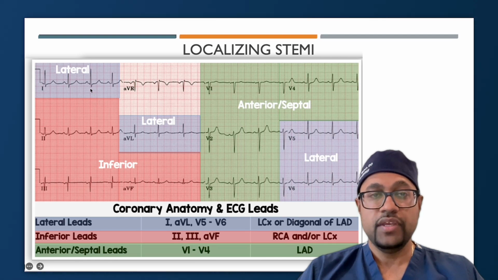If you have involvement of AVL or the lateral leads, V5 and V6, you're more concerned about a diagonal or circumflex involvement. And if you have involvement of the septal or anterior leads, which are V1, V2, V3, or V4, you're more concerned for an LAD. So just having the EKG on arrival, you can gather a lot of information before you get to the cath lab to understand where that acute occlusion may be occurring.